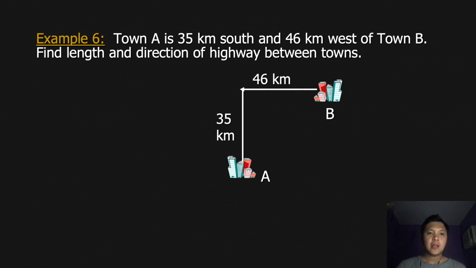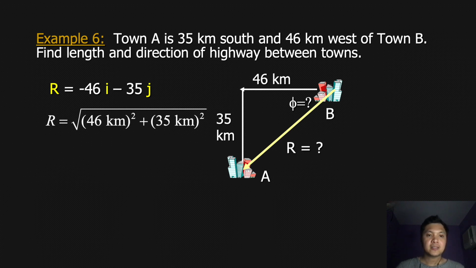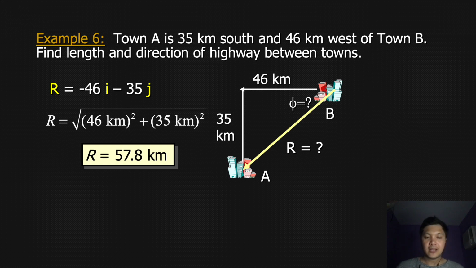Another example: town A is 35 kilometers south and 46 kilometers west of town B. Find the length and direction of the highway between the towns. In this problem, we have to get the resultant vector r and then theta. To calculate r, this is the ij notation: r is equal to negative 46i minus 35j. Negative since it's going to the left, and negative 35 since it's going down. So r is equal to the square root of 46 squared plus 35 squared, which is 57.8 kilometers. Again, this is positive since it's a scalar quantity.